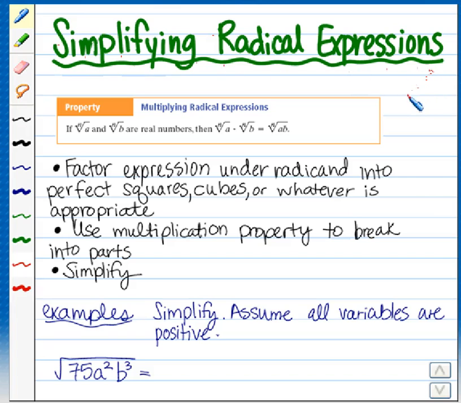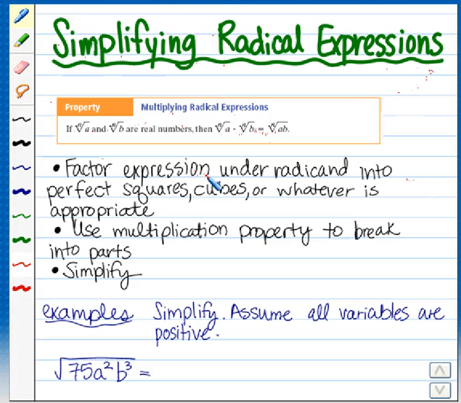Now, it's important when we're simplifying radical expressions to remember the property that we use to multiply radical expressions. If the nth root of a and the nth root of b are real numbers, then the nth root of a times the nth root of b equals the nth root of ab. Okay? We're going to use that as we multiply.